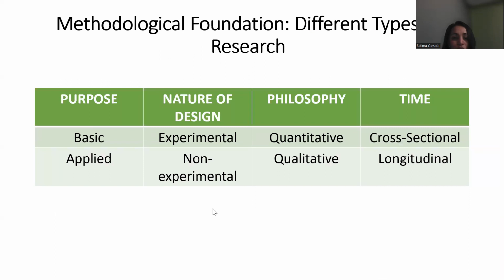Okay, we have here the methodological foundation. We have the different types of research. For the purpose, we have the basic and applied. For the nature of design, we have experimental and non-experimental. For philosophy, we have quantitative and qualitative, or for time, we have cross-sectional or longitudinal. We will discuss it one by one as we go along.